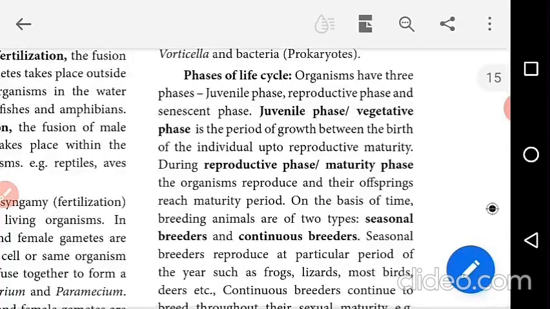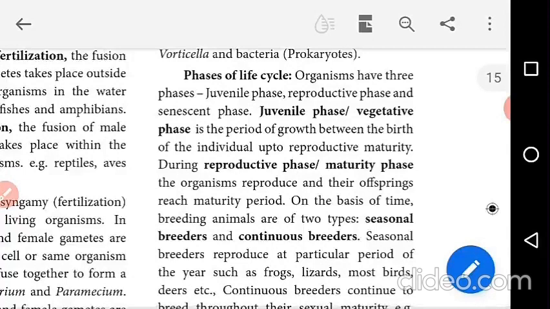The next is the reproductive phase or the maturity phase. The organism produces offspring and reaches the maturity period. On the basis of the time, the breeding animals are of two types. அதற்கப்புறம் இந்த இளம் உயிரி நிலை முடிந்த பிறகு இனப்பெருக்க நிலை. இந்த இனப்பெருக்க நிலையில ஒரு உயிரியானது இனப்பெருக்கம் செய்து வழித்தோன்றல்களை உருவாக்கும் செயல்களை செய்யும் காலம் இனப்பெருக்க நிலை.